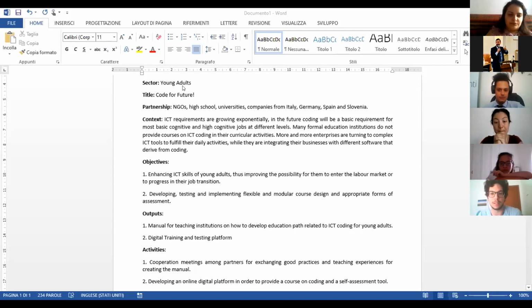So many formal education institutions, whether high schools or universities, do not provide courses on ICT coding in their curricular activities. And I'm referring not to those institutions that are, let's say, targeted on ICT, but all the others. And more enterprises right now are turning to complex ICT tools to fulfill their daily activities, while they are integrating their businesses with different software that, of course, derives from coding.